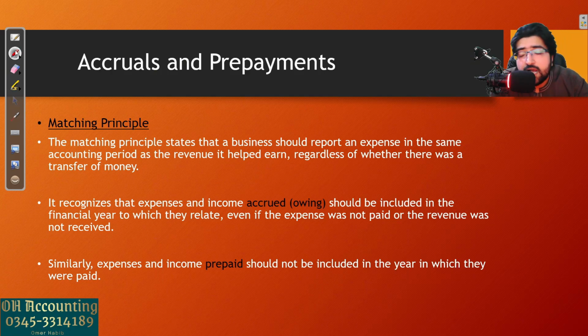Okay. In accounting, we have a principle called the matching principle. The matching principle states that a business should record an expense in the same accounting period as the revenue it helped earn, regardless of whether there was a transfer of money. Okay, I will explain this in simple words, don't worry.